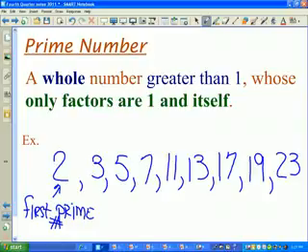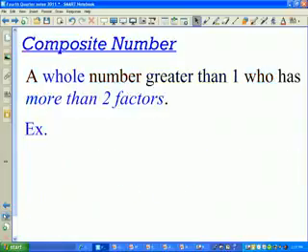No, because 15, that's not a prime number. 9, that's not a prime number. 27, that's not a prime number. But those 3 numbers that I mentioned, they are odd. So make sure you get that clear. As long as its only factors are 1 and itself, it will be considered a prime number.